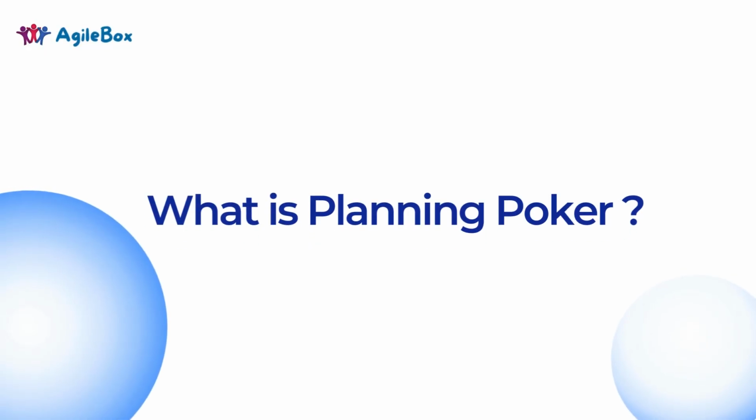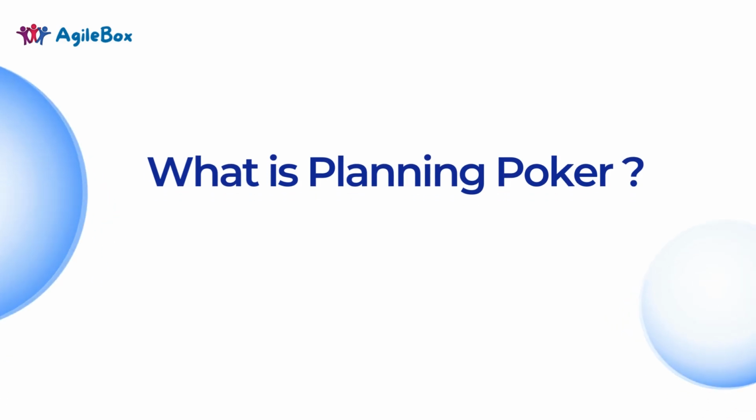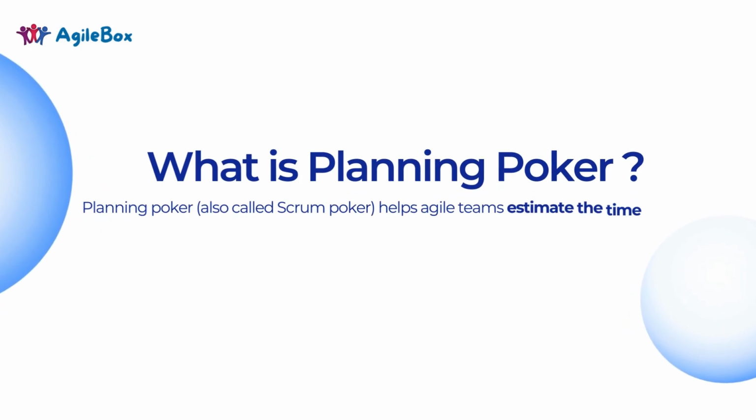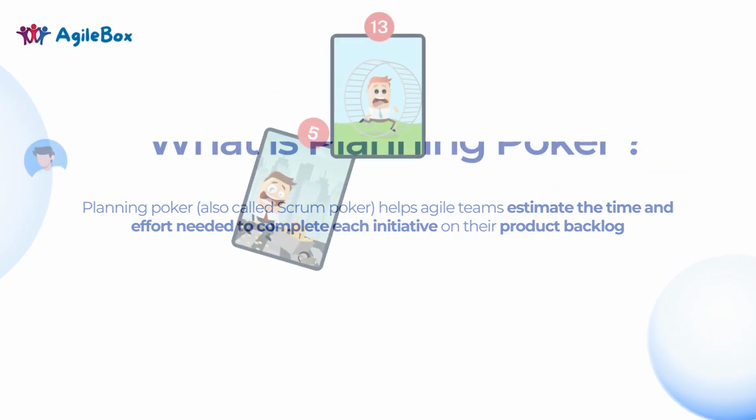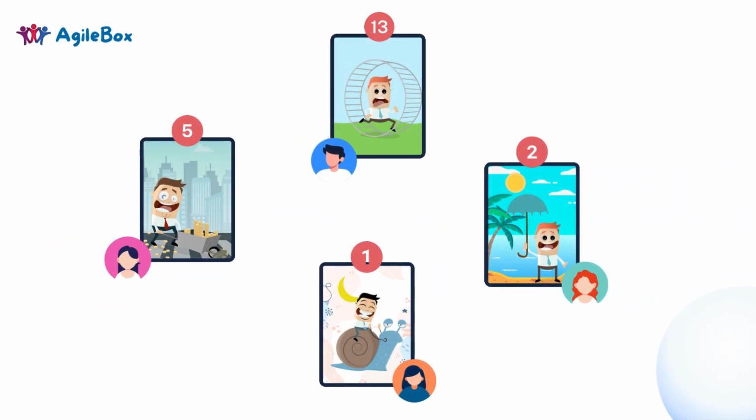First, let's explore what is Planning Poker. Planning Poker, also called Scrum Poker, helps Agile teams estimate the time and effort needed to complete each initiative on their product backlog. These cards, which look like playing cards, estimate the number of story points for each backlog story or task up for discussion.